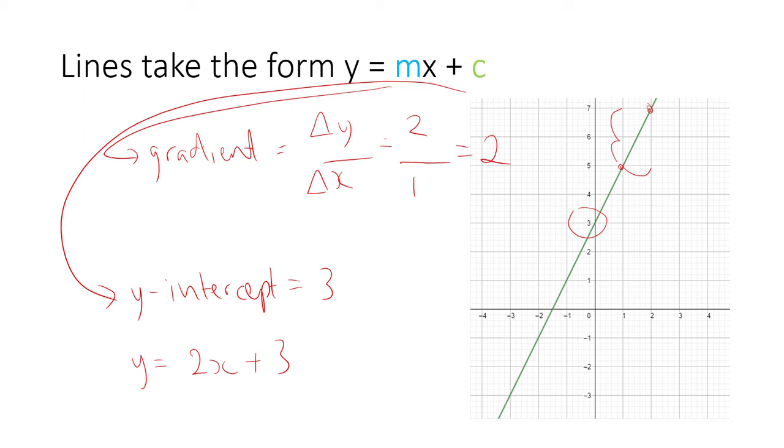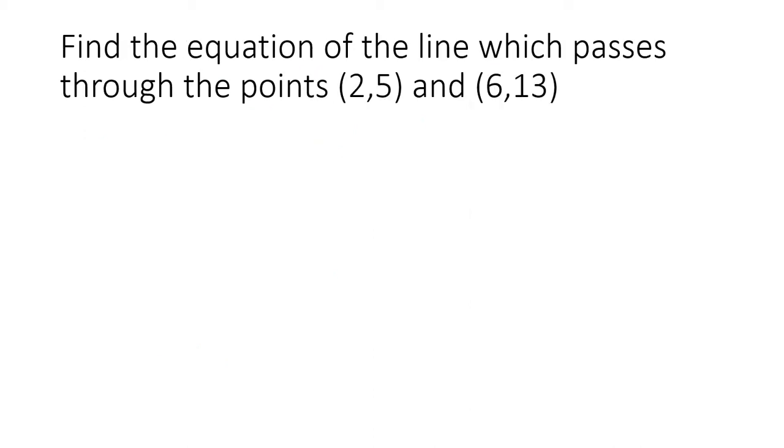Alright, let's look at a question now. We're given two coordinates, (2, 5) and (6, 13), and we need to use those coordinates to find the full equation of the line. So we need to know m, the gradient, and c, the y-intercept. What we're going to start with is m. We'll find the gradient first.